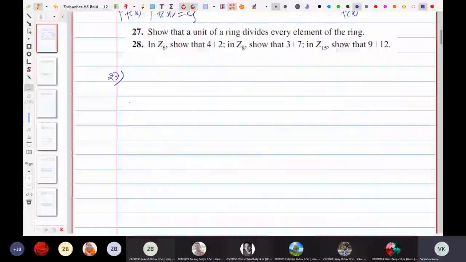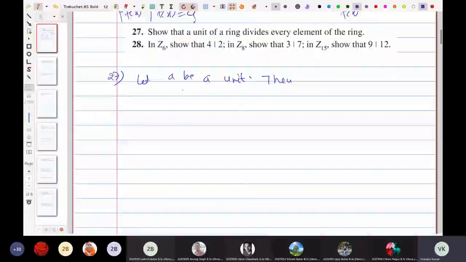27th question. Okay. So let A be a unit. We are not writing the unit because units may be so many in a ring. Okay. So then we can write B equals, so if A is a unit, it means that A inverse exists. So we can write B as A times A inverse times B, and then we can bracket it out.